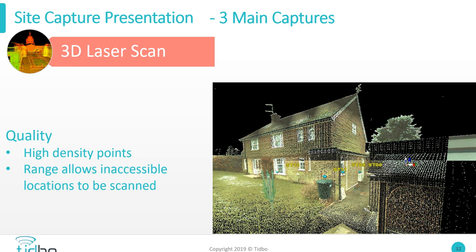The big thing with the laser scan is it's ideal for modelling, and as you can see from this image on the right, it's almost like looking at a photograph. That's the density of points you can get. Another big factor with point cloud and laser scanning is that some scanners can deliver long range, which means that you can scan difficult to access locations.